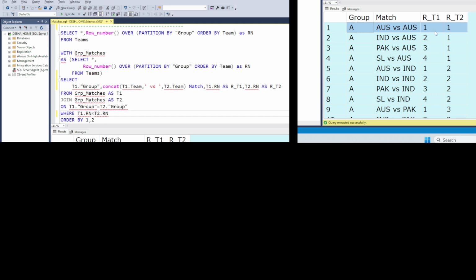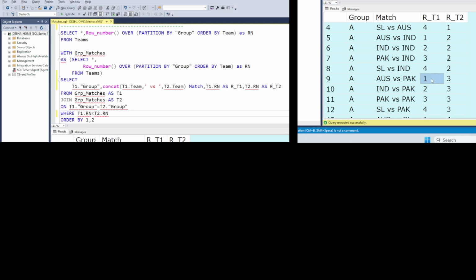2 is greater than 1, so this output is also not generated. Pakistan versus Australia, 3 is greater than 1, so this output is also not generated. 1 is less than 3.